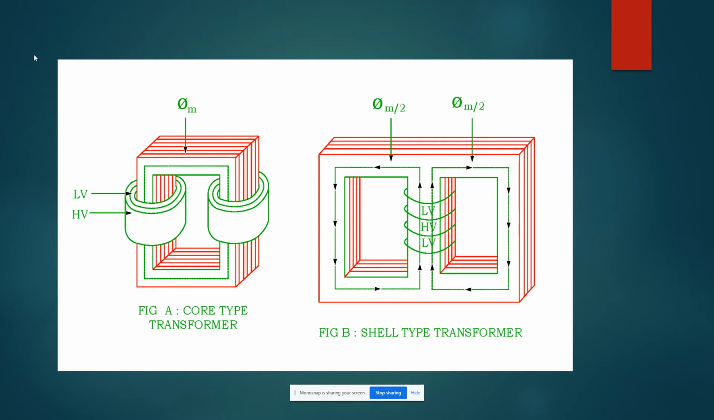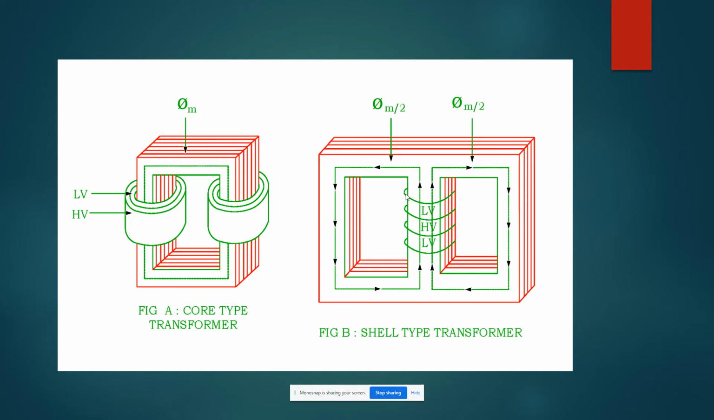The first difference is, in the core type transformer, the core is surrounded by the windings. So outer side winding and inner side core. Whereas in the shell type transformer, windings are surrounded by the core. So at the center there is winding and outer side core. This is the first difference.